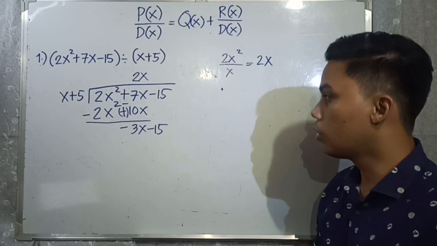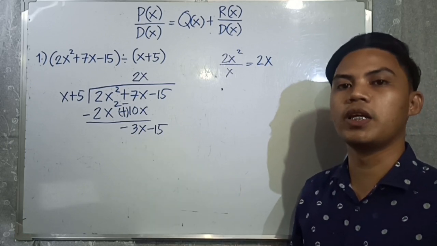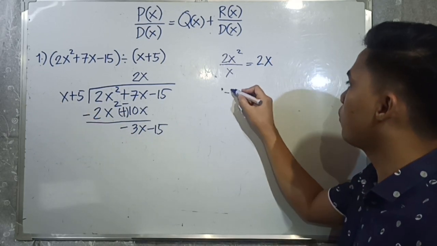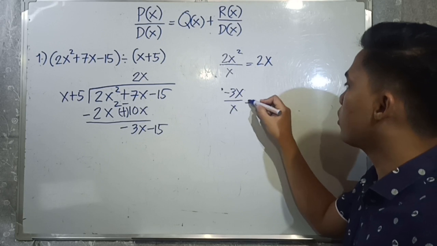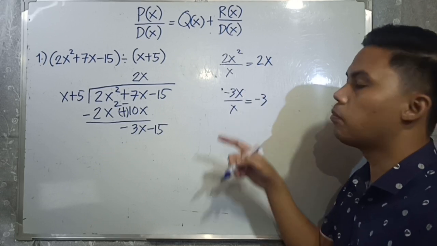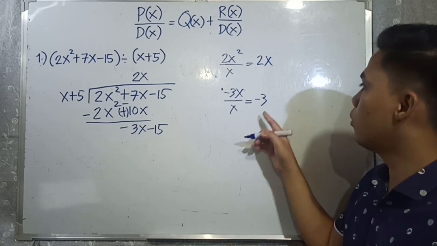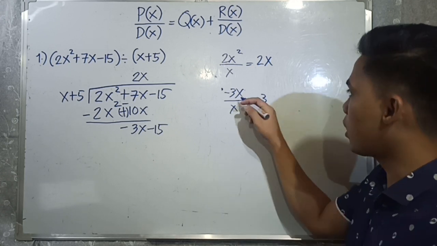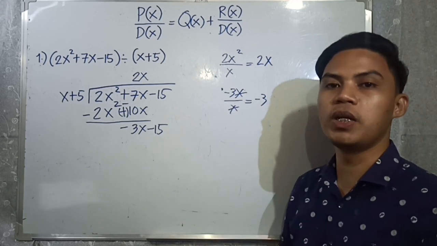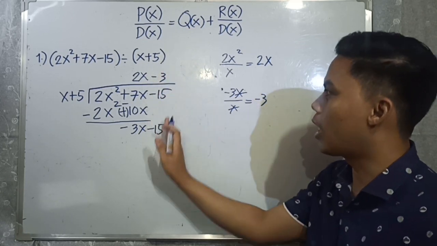Okay. So, let's divide the first term. Again, concentrate lang tayo dun sa first term ng dividend. So, negative 3x divided by x. So, negative 3 divided by 1, that is equal to negative 3. And x divided by x, that would be equal to 1. Right? Okay. So, ang matitira na lang is negative 3. So, we can cancel out x and x. So, ang quotient nila would be negative 3.